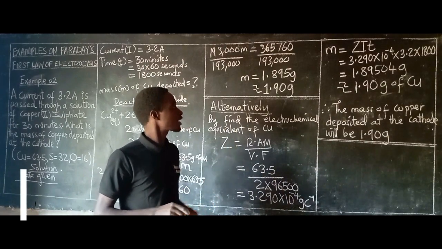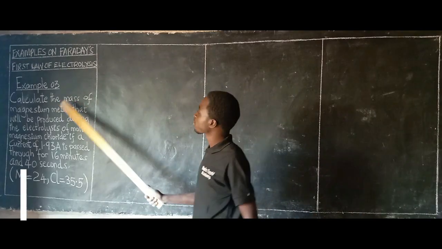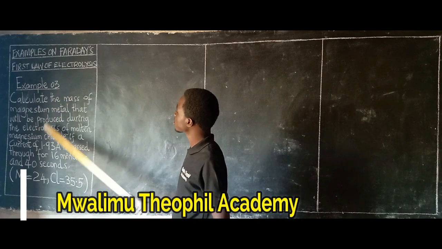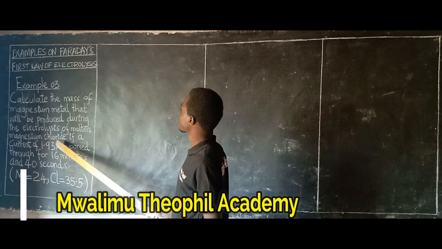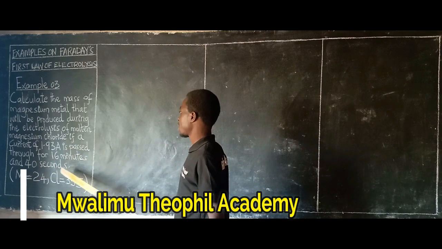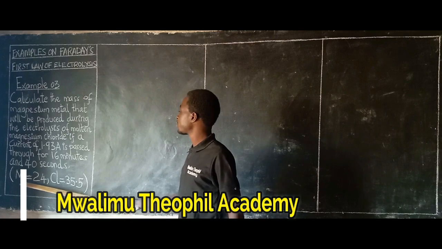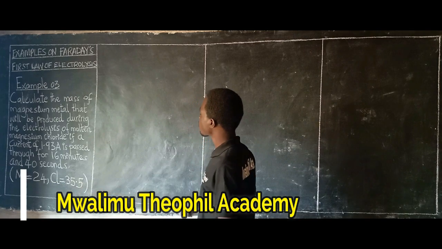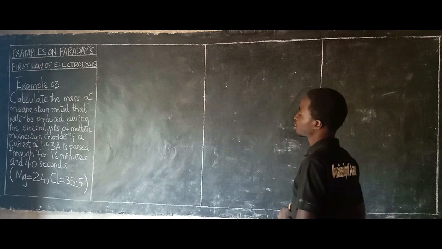Now this was the second example. Let us see a third example. Example 3 states: calculate the mass of magnesium metal that will be produced during electrolysis of molten magnesium chloride if a current of 1.93 ampere is passed through for 16 minutes and 40 seconds. You are also given the relative atomic mass of magnesium is 24 and of chlorine is 35.5. Now, let us see the solution for this question.